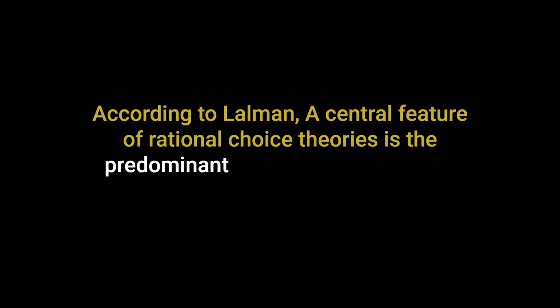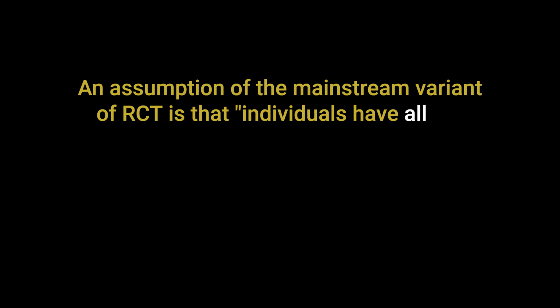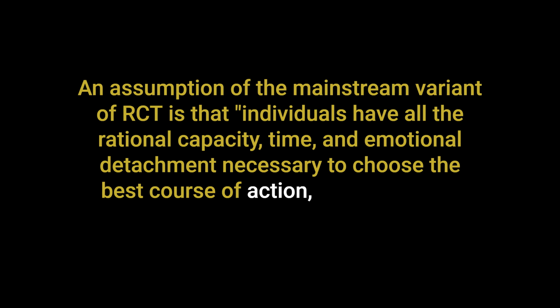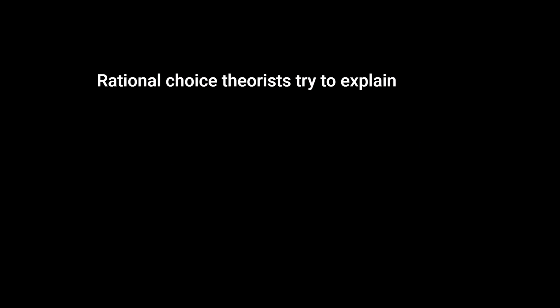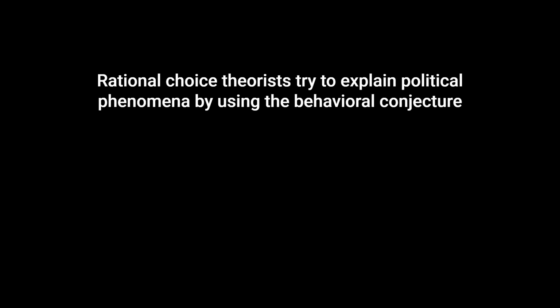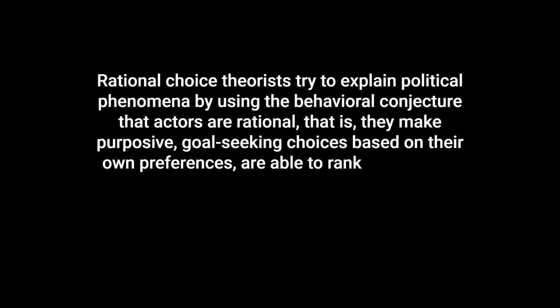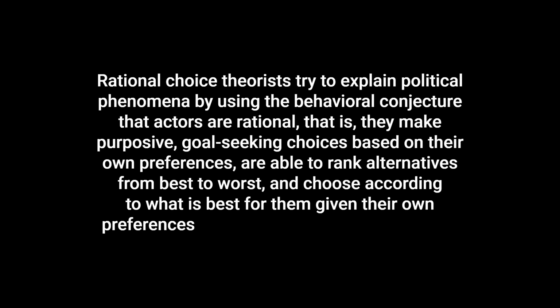According to Lehmann, a central feature of rational choice theories is the predominant focus on the individual as the actor making the decisions. An assumption of the mainstream variant of RCT is that individuals have all the rational capacity, time, and emotional detachment necessary to choose the best course of action, no matter how complex the choice. Rational choice theorists try to explain political phenomena by using the behavioral conjecture that actors are rational, that is, they make purposive, goal-seeking choices based on their own preferences, are able to rank alternatives from best to worst, and choose according to what is best for them given their own preferences or tastes.